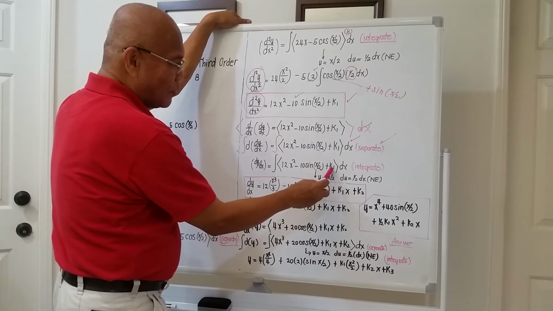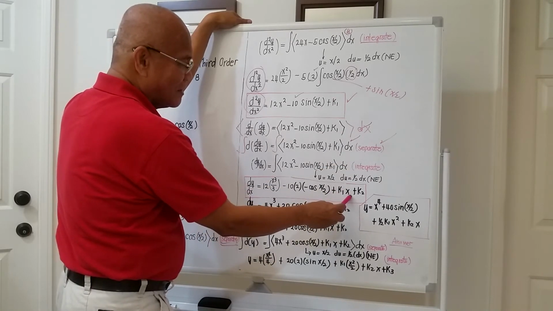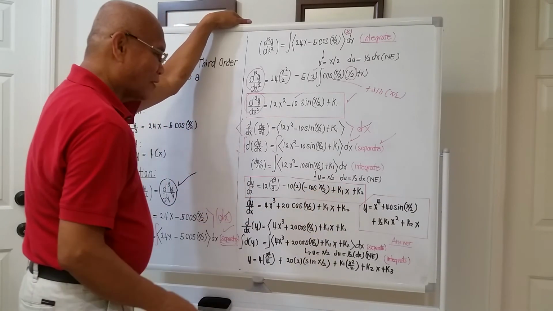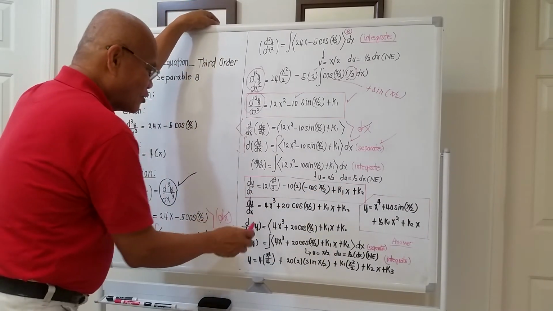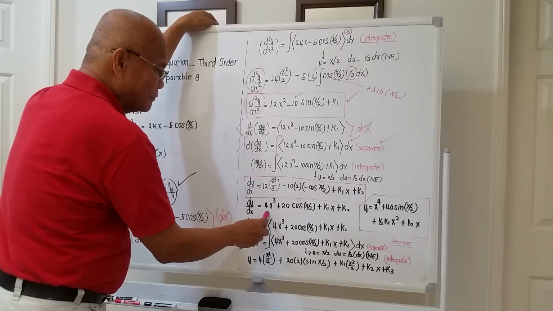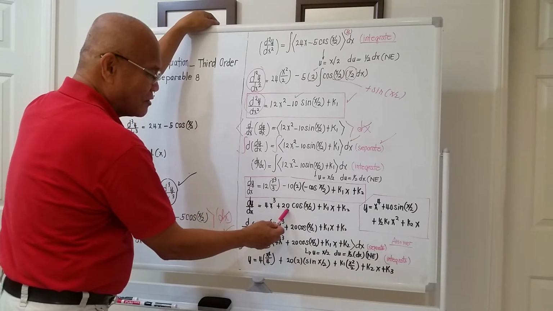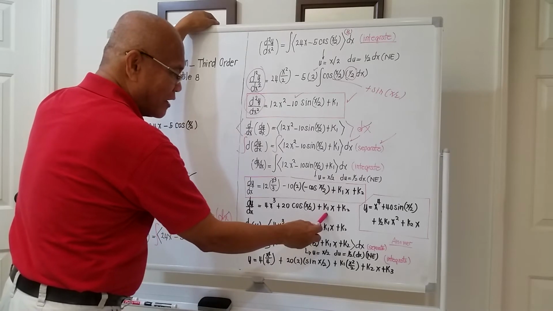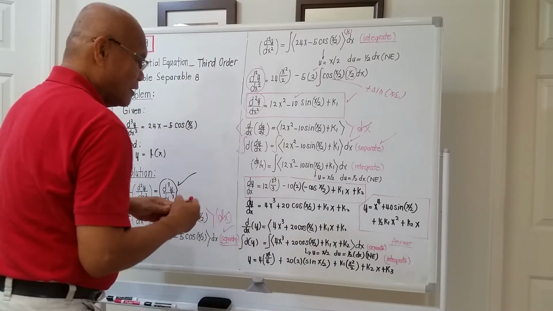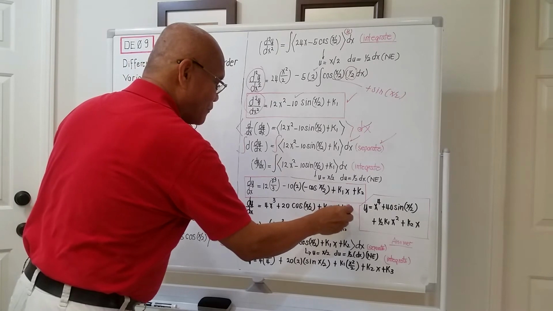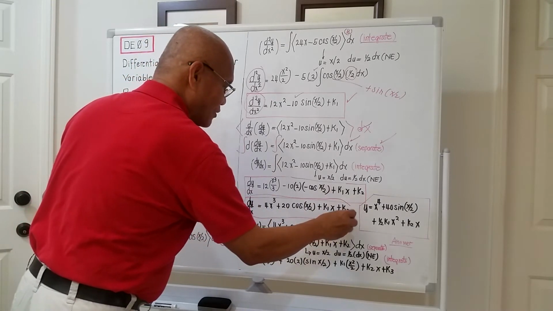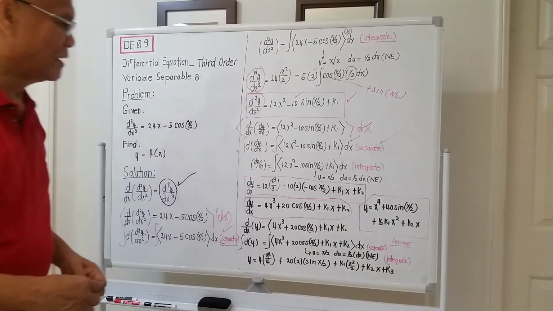The integral of k1 dx will be k1x plus k2. So, simplifying now, dy/dx will be 4x cubed minus, this should be plus, 20 cosine of x over 2 plus k1x plus k2. So this is now the first derivative after the integration. That's a part of the solution.